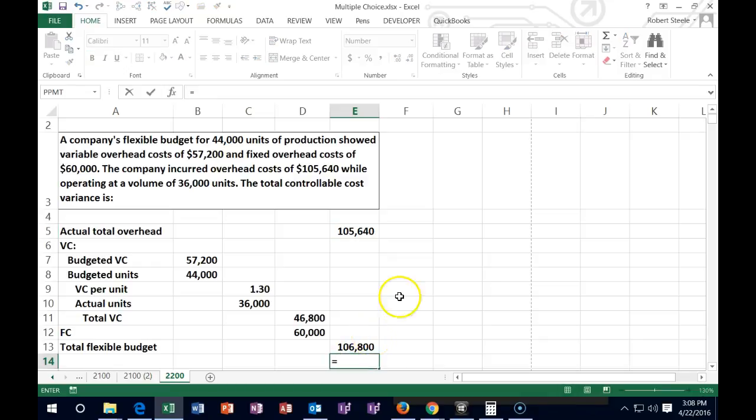So we could see that the actual thing that happened is less than what we budgeted to happen. And when that's the case, it's going to be a favorable difference because we performed better. We had a lower cost than we thought was going to happen based on this flexible budget.